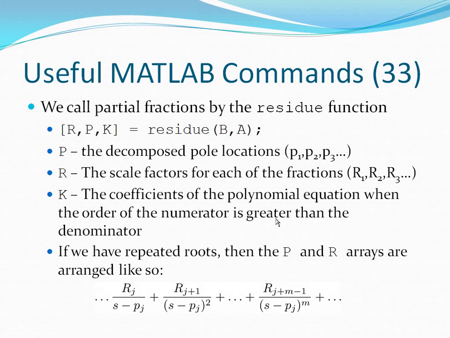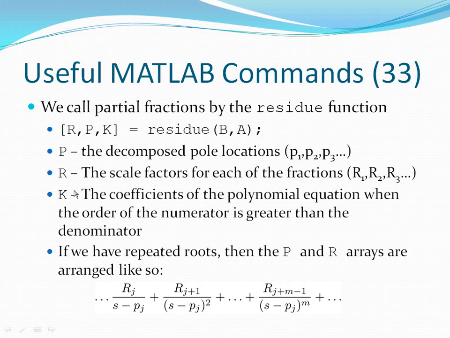With the residue command, you specify the coefficients in descending order, just like in TF format, for B and A. This is the numerator, that's the denominator, and then three different arrays will be outputted. P is the decomposed pole locations, so how you can decompose the fraction into a sum of multiple fractions. It'll tell you what the locations are. And then R holds the scale factors for each of the fractions. And then K is what happens when your numerator order is bigger than your denominator, and it'll tell you what the polynomial is for that.